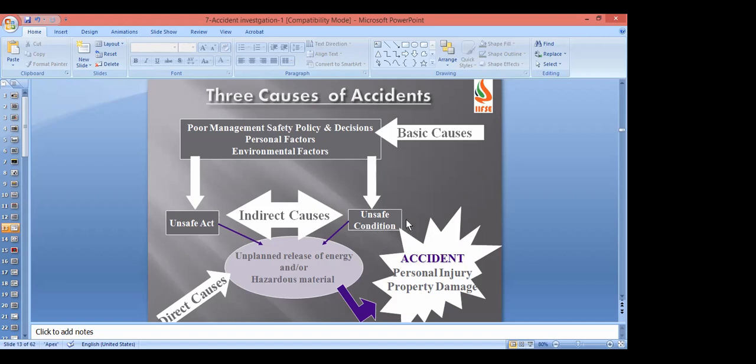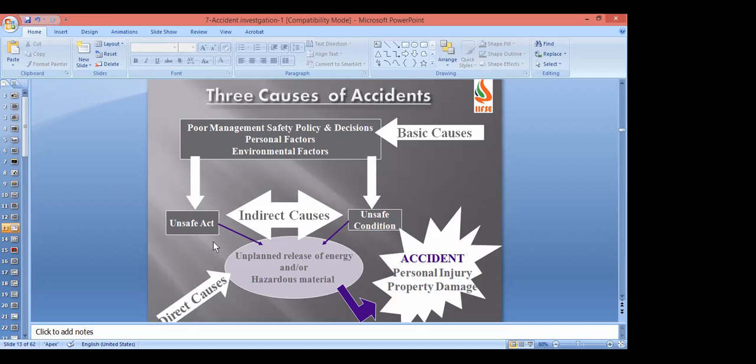Then unsafe condition. Unsafe condition will be completely related to the work environment or equipment specific. At that place, high temperature is an unsafe condition, very low temperature, heavy noise, slippery surface, projected nails, tripping hazard, vibrations, or dust. Equipment specific or work environment specific things come under unsafe condition.